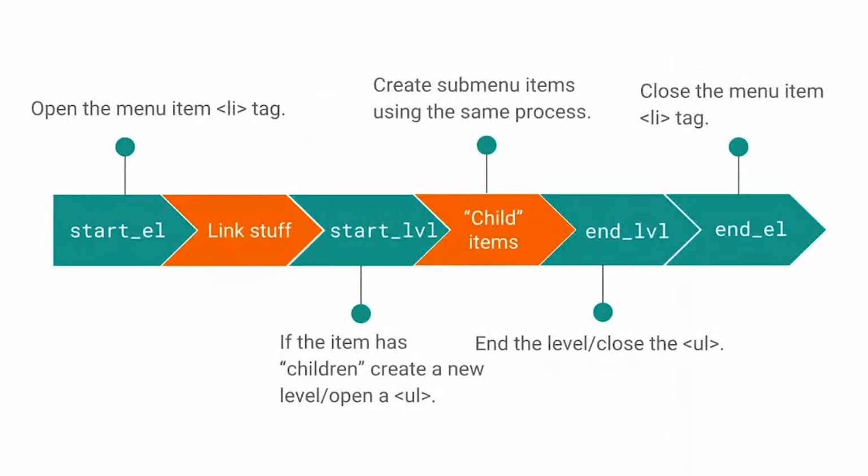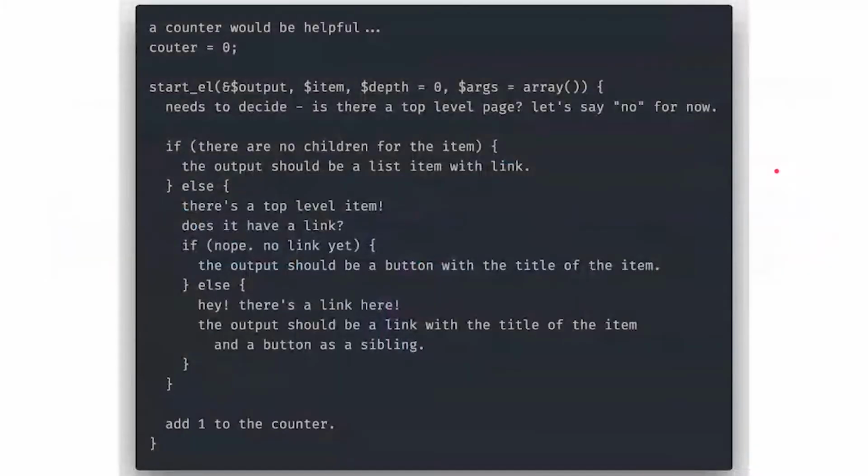So here's a little pseudocode that demonstrates this. I try not to read things off, but it's sort of worth reading off. We start with a counter because it's nice to have a counter for things sometimes, especially where we're going through iteratively. But then we need to decide if there's a top level page, and we need to know, is it just going to be a link? Is it going to be a link with a button? What is the organization of this thing? And then at the end of that process, we can add one to the counter to do some other stuff.